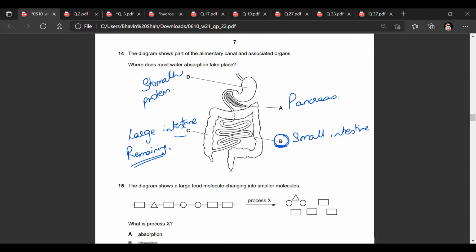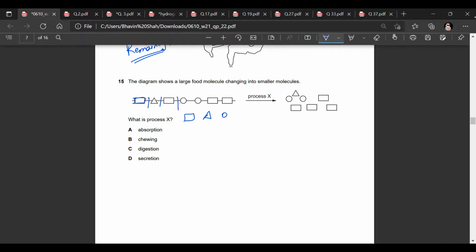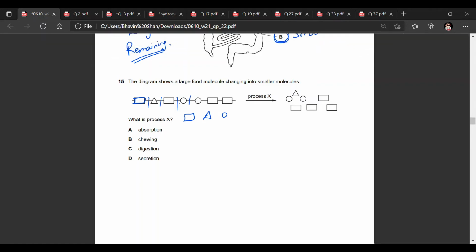Do not get confused with this sentence. The diagram shows large molecules changing into smaller molecules. You can identify that there are different types of molecules by the shapes provided here. They can be fats, carbohydrates, proteins, etc. Since they are not of the same type, we can understand that by the shapes. Now, when the bonds between them are broken, this process is called digestion. The definition of digestion is the breaking down of large insoluble food particles into small soluble particles.